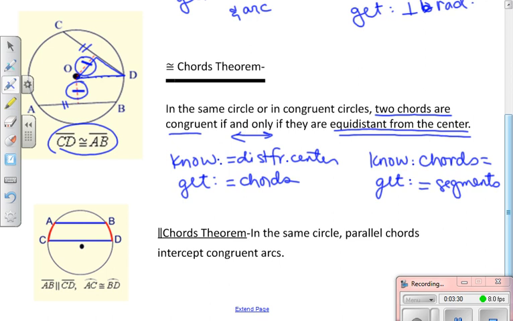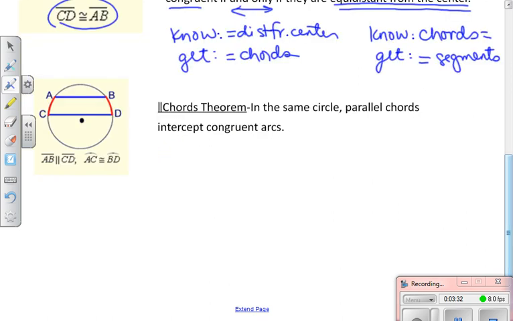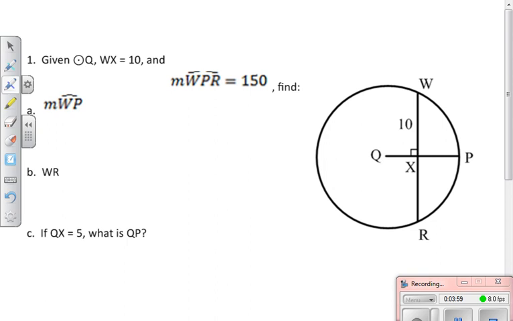The parallel chords theorem says, in the same circle, if I know that AB is parallel to CD, then I know they intercept congruent arcs. Then I can conclude that they're going to slice off the exact same amount. And that should feel really good in your gut. So if you know chords are parallel, you know the arcs they create when they intercept the circle are also equal. So let's look at some examples.